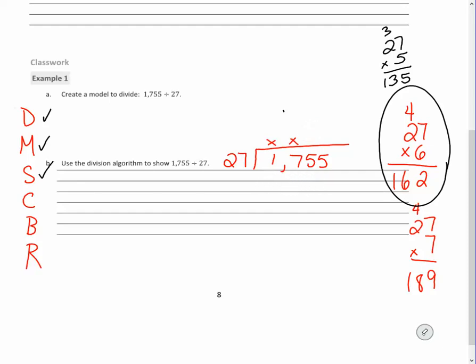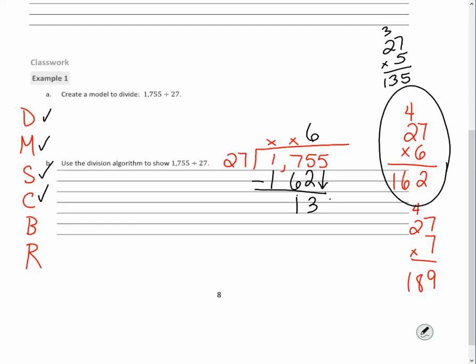So again, I'm going to erase that, and I'm going to put a 6 right here. That's going to be 162, like it should have been the first time. And I'm going to subtract, and I'm going to get 13, okay? So we've checked. 13 is smaller than 27. We're good. Next step is B for bring down.